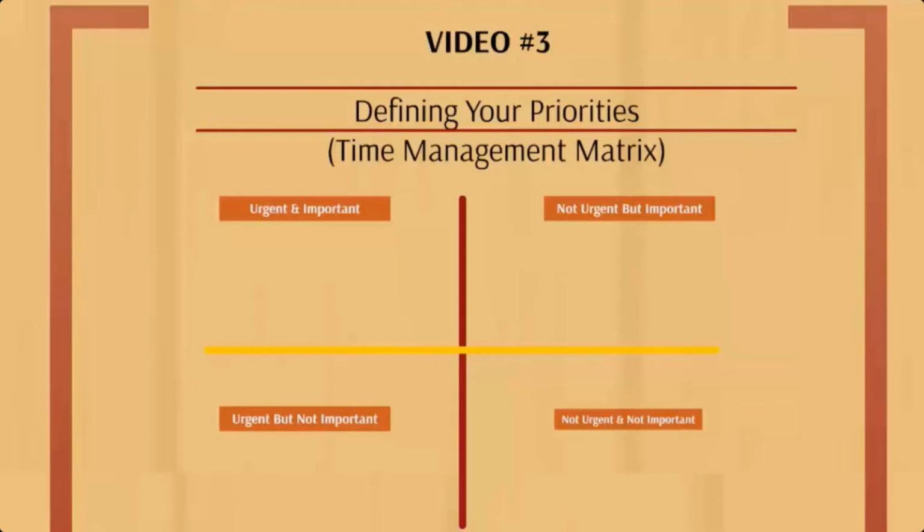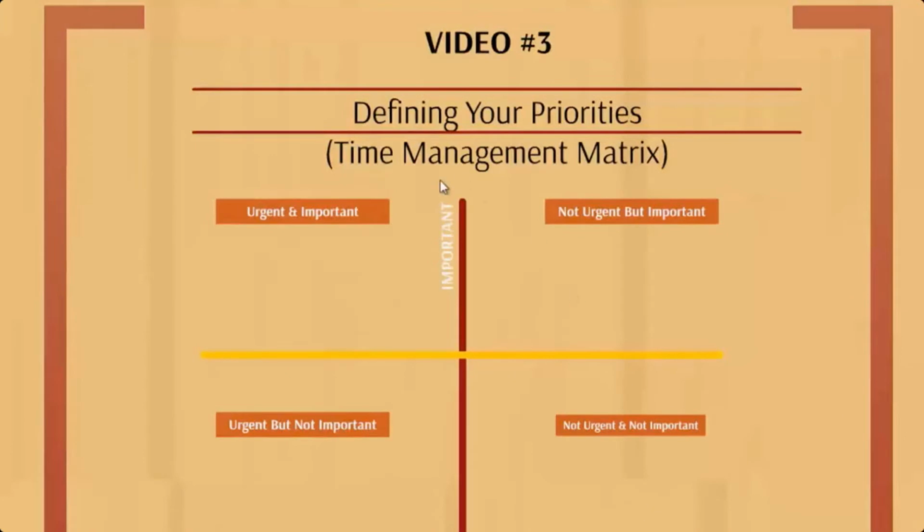So what I really want you to do is take a look at what we discussed in the previous video. As you can see here, we have different priorities such as urgent and important, not urgent but important, urgent but not important, and not urgent and not important. While that might seem a little bit confusing right now, it'll make a lot more sense in just a minute. On the vertical, we have important and not important, and on the horizontal part of it, we have urgent and not urgent.